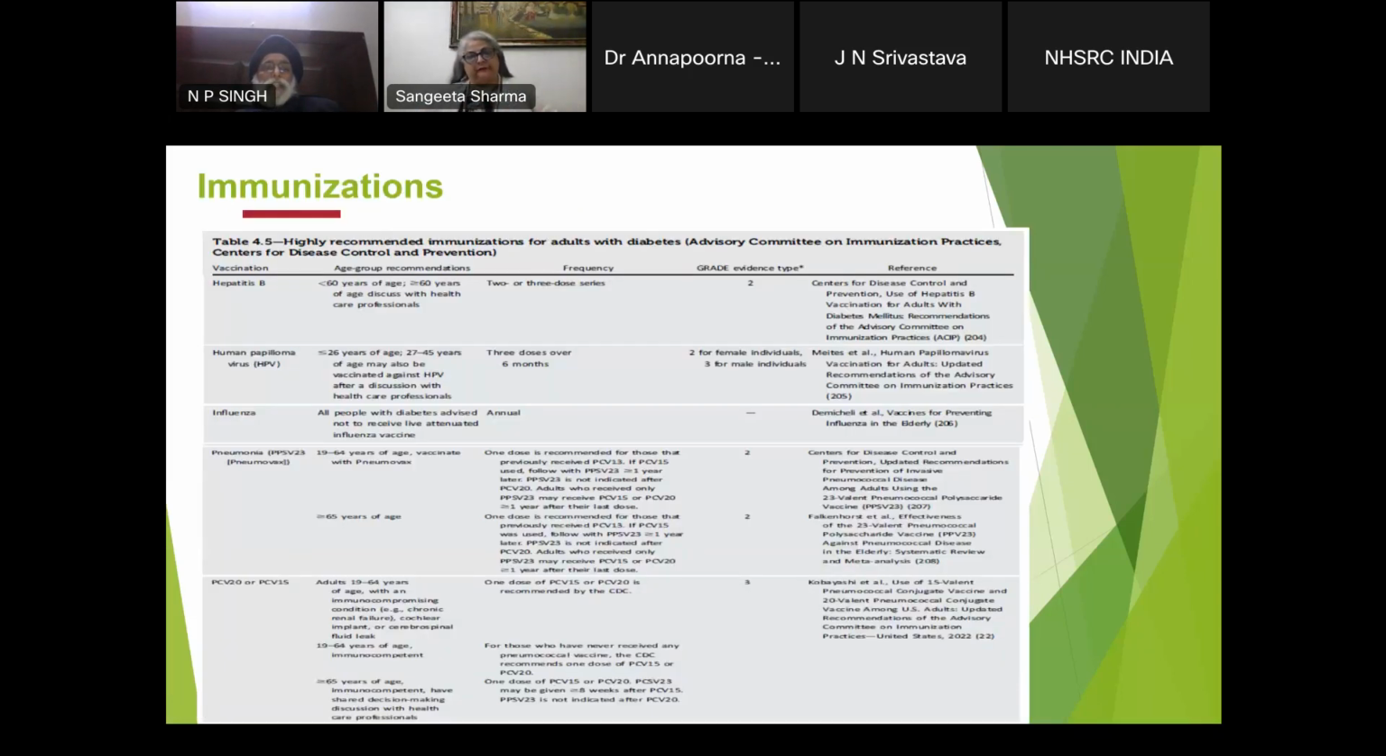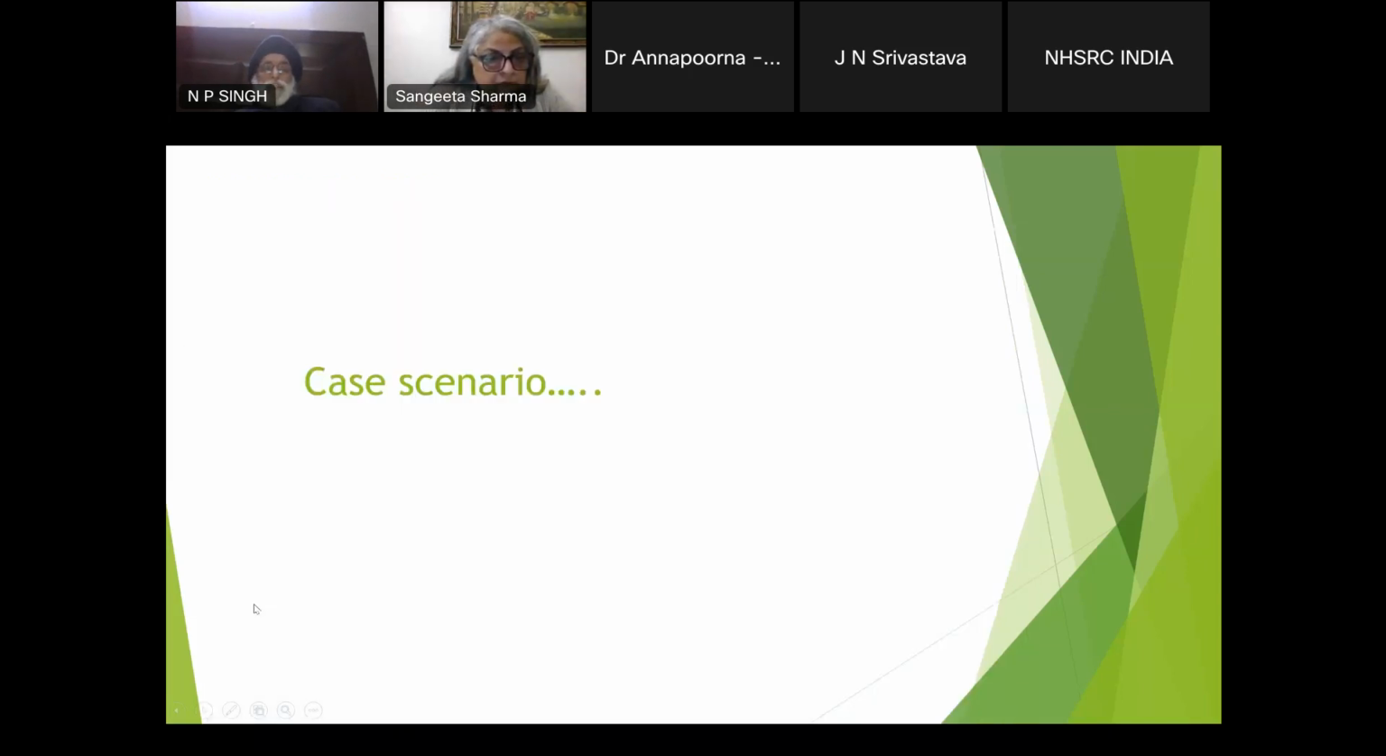And lastly, regarding immunization, all diabetics should be offered immunization for hepatitis B, HPV, influenza, pneumococcal vaccine, and also the flu vaccine every year. So I have just given you the brief about how we should go about managing diabetes. I understand in a half an hour lecture, it is very difficult to tell you individually about the medication management. But if you apply these principles to your patients, I'm very sure you will be able to manage your patients with diabetes.